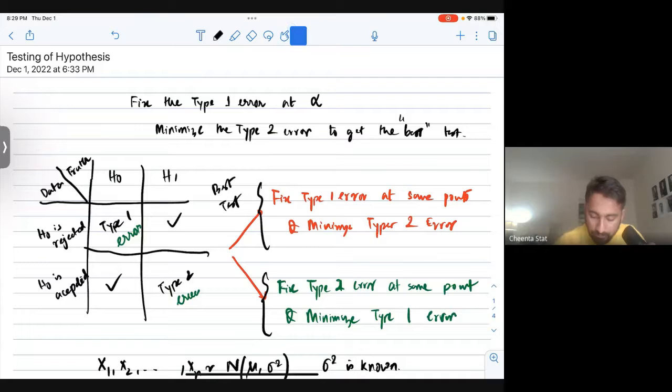It's a question that every student ponders upon a lot: why certain things happen in the definition of testing a hypothesis. What is a certain thing?